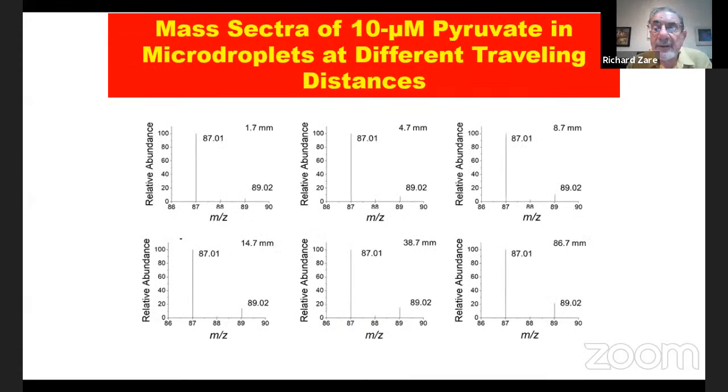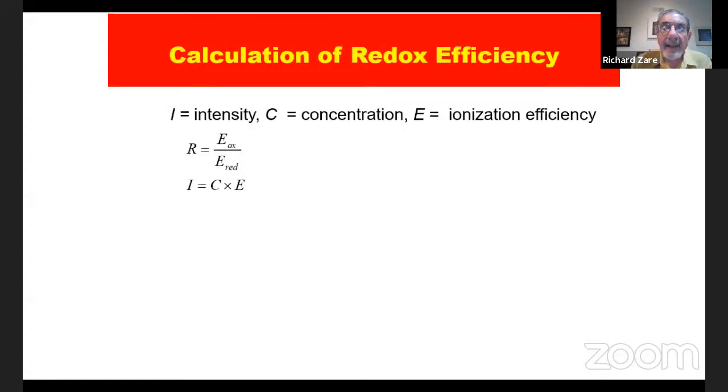And I'm showing you as a function of distance what this is like. This is the mass spectra of 10 micron diameter microdroplets with 10 micromolar pyruvate at different traveling distances. And we can now do a calculation of redox efficiency.